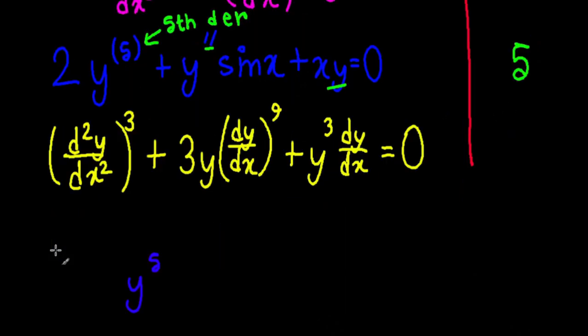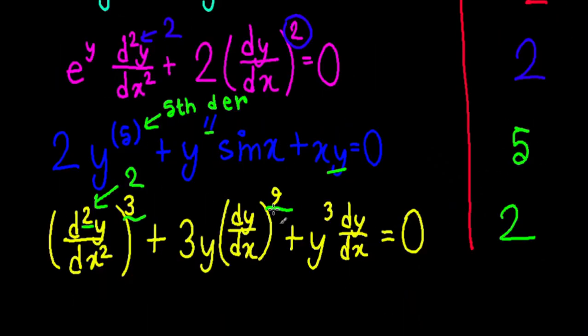Okay, let's do one last one. I put this example here again just to illustrate the fact that the powers don't really matter for the order. So what's the highest derivative here? It's the second derivative, right? This is the first derivative. The highest one is definitely the second derivative. It doesn't matter whether this has a power of 3 or this has a huge power of 9. All of those don't matter. The only thing that matters is the derivative. The highest derivative that we're taking is the second derivative. So the order is 2.